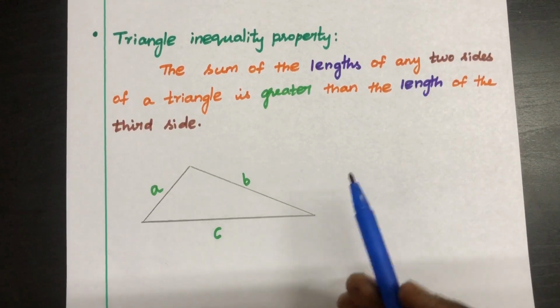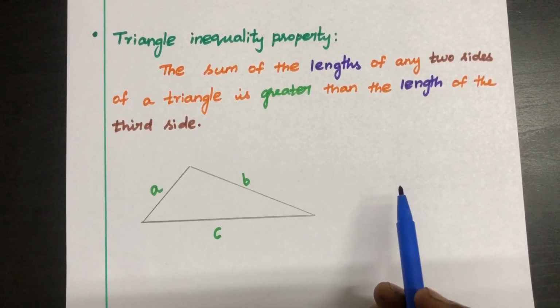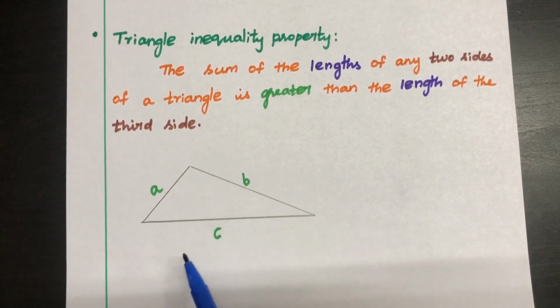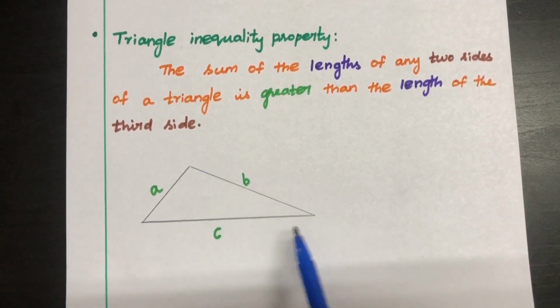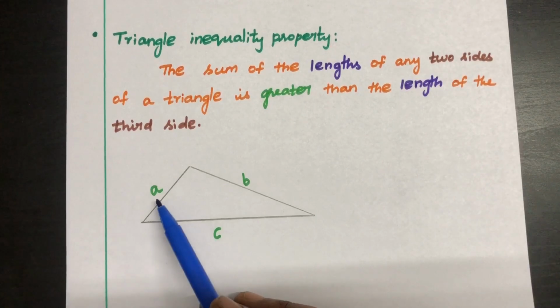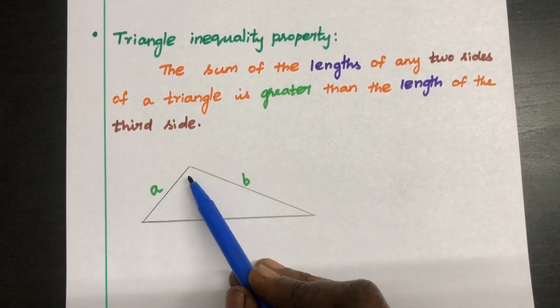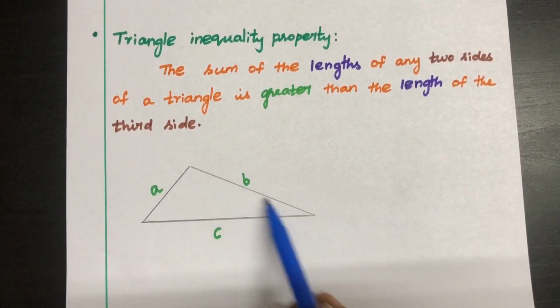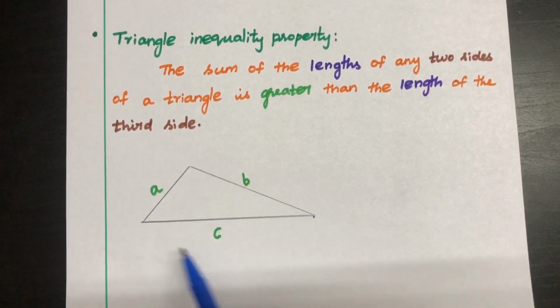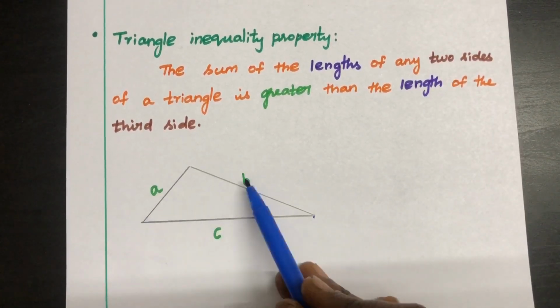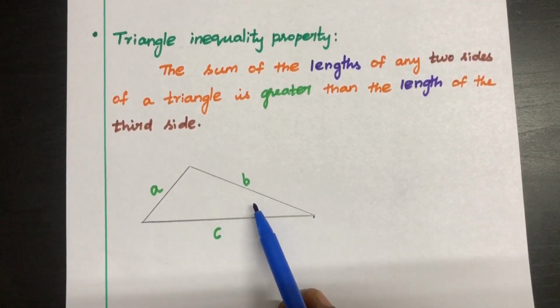Next, another important property, the triangle inequality property. This is very simple. Here also A, B, C are the lengths of the three sides. Don't confuse, these are all lengths. A may be some 4 cm, B may be 6 cm, C may be 8 cm, whatever. They have given some centimeters. A, B, C are the lengths of the sides.